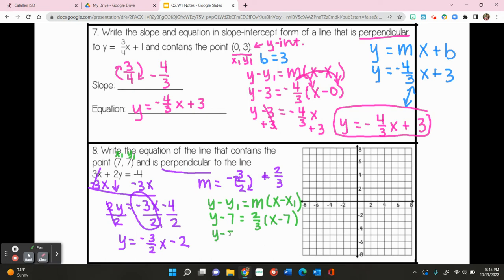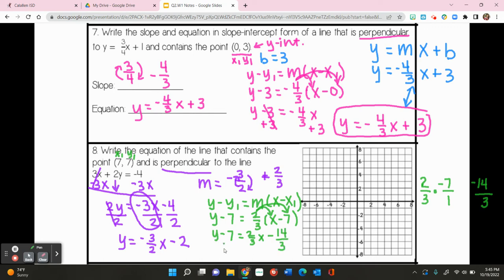So I bring down y minus 7 equals, I'm distributing 2 over 3 times x is 2 over 3x. 2 over 3 times negative 7. So again, if you don't have a calculator, you're going to type in control divide, 2 on top, 3 on the bottom, step out of your fraction, times negative 7. Since I don't have a calculator, I'm going to put this over 1 and multiply straight across. So 2 times negative 7 is negative 14. 3 times 1 is 3. And I actually cannot simplify negative 14 over 3 any further. So negative 14 over 3.